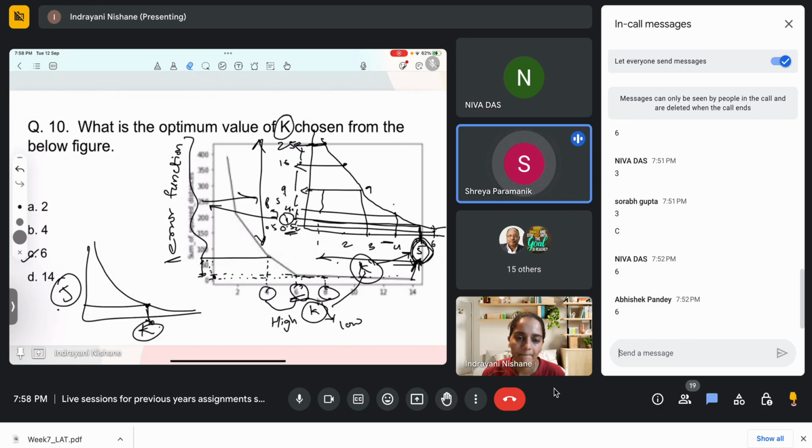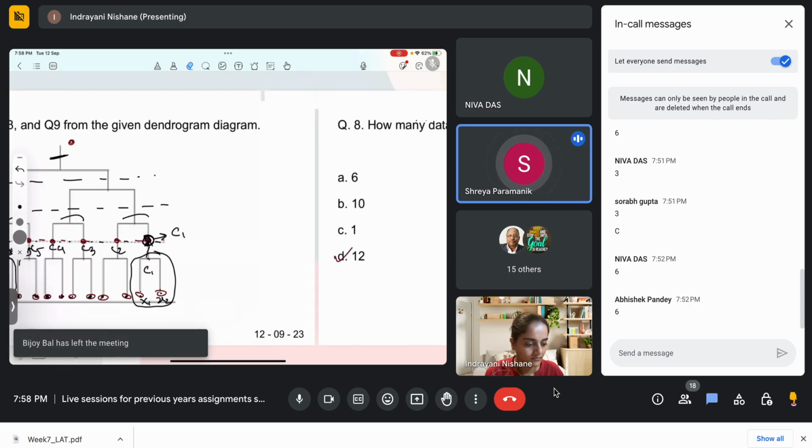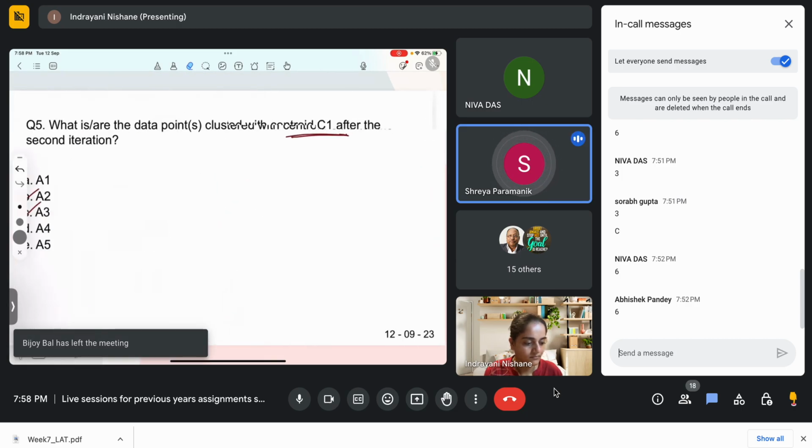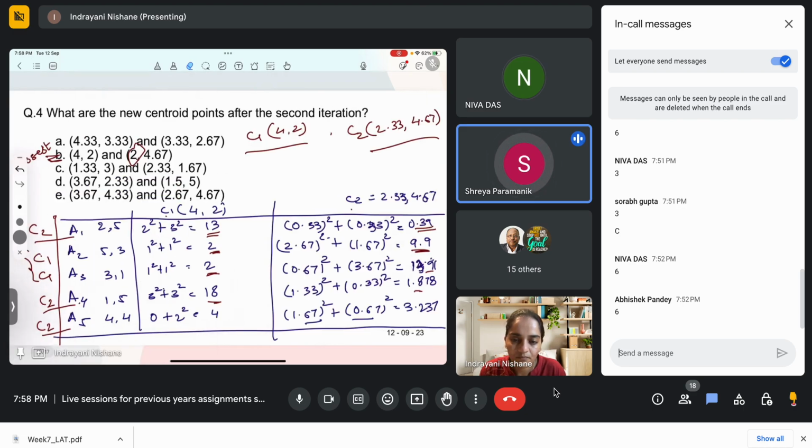Ma'am, I have another question. Whenever we are calculating the new centroids, previously we calculated the distances and they were the same for A2 and A3, so we stopped the iteration process. So ma'am, is it possible for both values to be the same in the next iteration when we calculate?